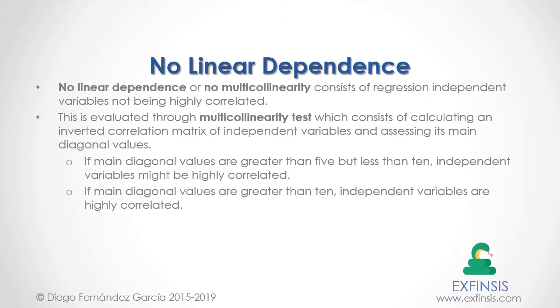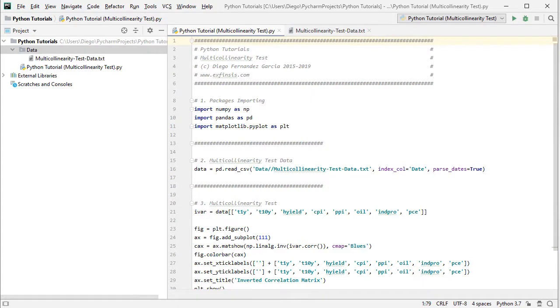Great, so let's go into the Python PyCharm IDE so that we can study no linear dependence through the multicollinearity test with greater detail. Excellent. So here we are within the Python PyCharm IDE. In this tutorial, we'll be working within the Python tutorial multicollinearity test code file.